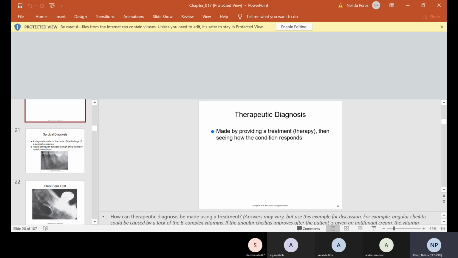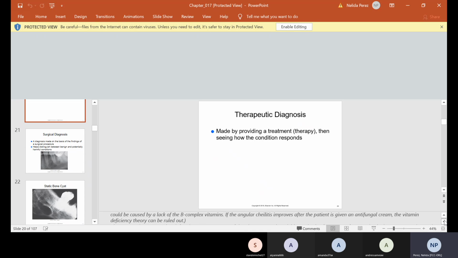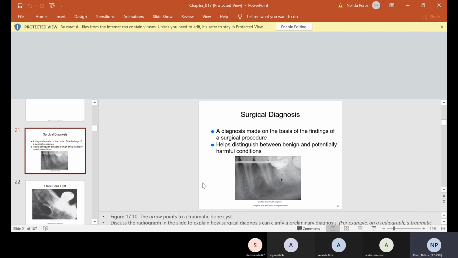So again, I showed you a picture of the angular cheilitis, and I said it could be the cause of the lack of the B vitamin. So the doctor may give the patient an antifungal cream, or the vitamin deficiency theory can be ruled out. So they'll do something to see if it works, and if it doesn't work, then they'll try something else, and that's called therapeutic. Surgical diagnosis is a diagnosis made on the basis of the findings of a surgical procedure, and it helps distinguish between benign and potentially harmful conditions.